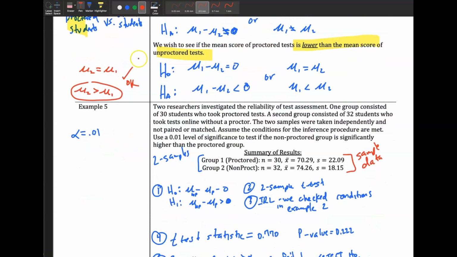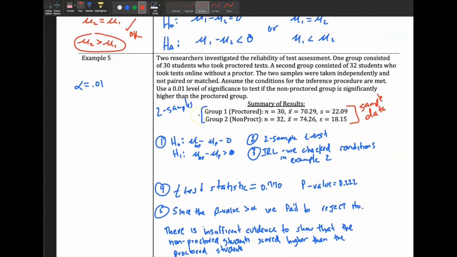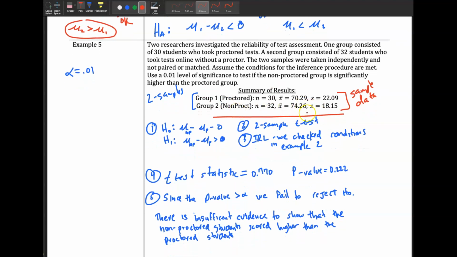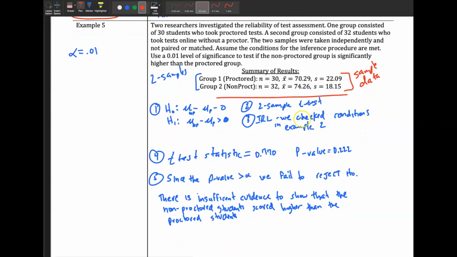Let's go ahead and take a look at actually running the hypothesis test in this situation. Now that we're given the sample data, there's the sample data. There are two samples, right? The proctored and unproctored. We have all the information. The evidence looks like maybe the non-proctored, the online group of students, scores higher versus proctored. The evidence does, but again, this is just a sample, and if we did another sample, we more than likely would not get the same results.